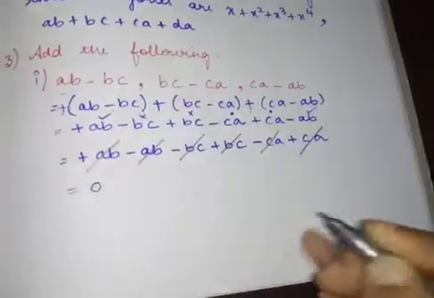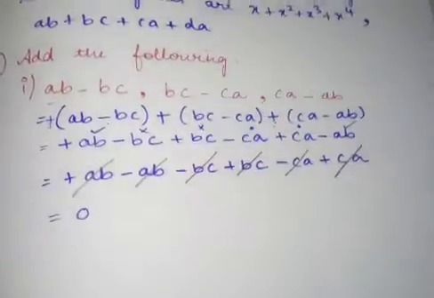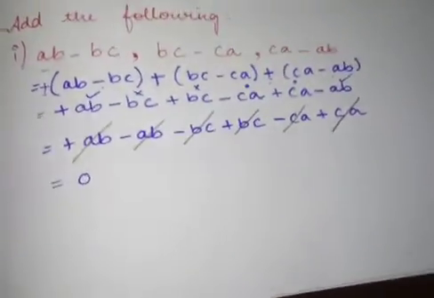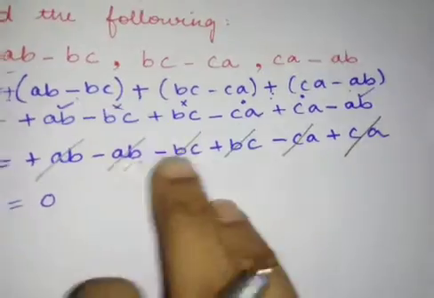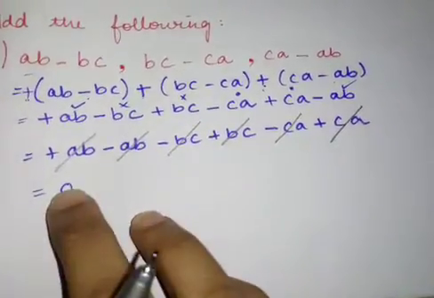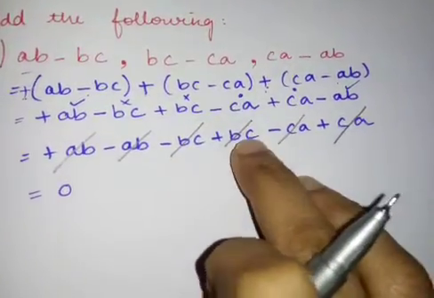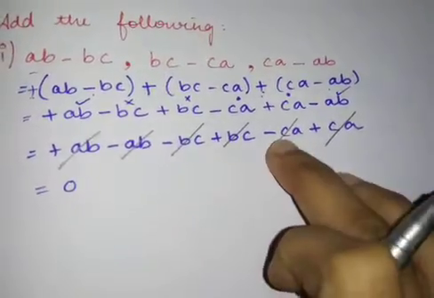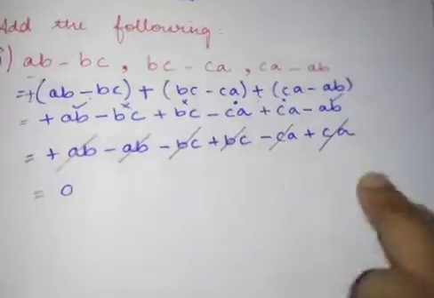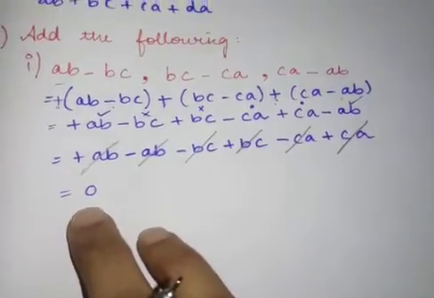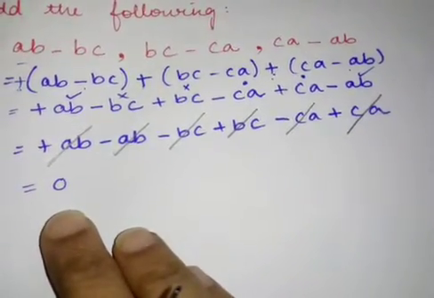So the answer is 0. Listen, it is very important, children. Arrange the like terms all together. Plus AB minus AB is 0. Minus BC plus BC is 0. Minus CA plus CA is 0. Everything is 0. So I wrote the answer as 0.